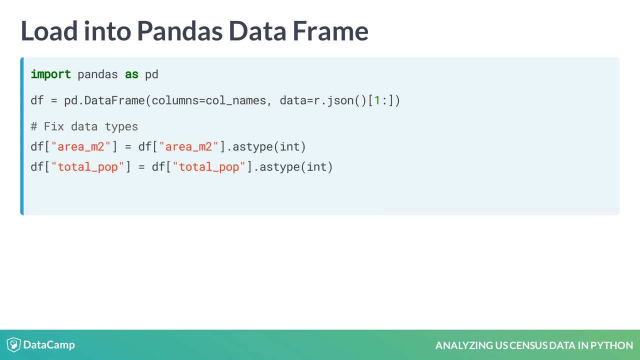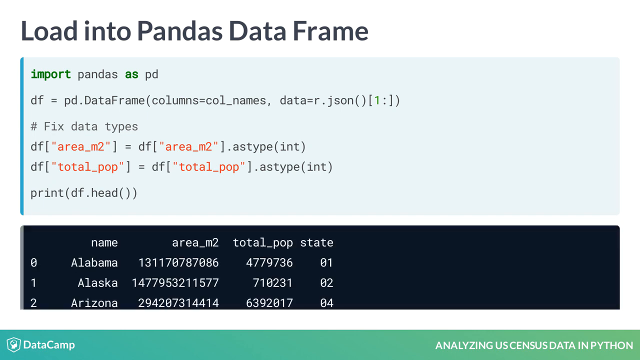Two columns have integer data currently stored as text. Fix the data types by passing the correct type, int, to the astype method. Use head to view the result. The state identifier, like a zip code, has leading zeros and should be left as text.